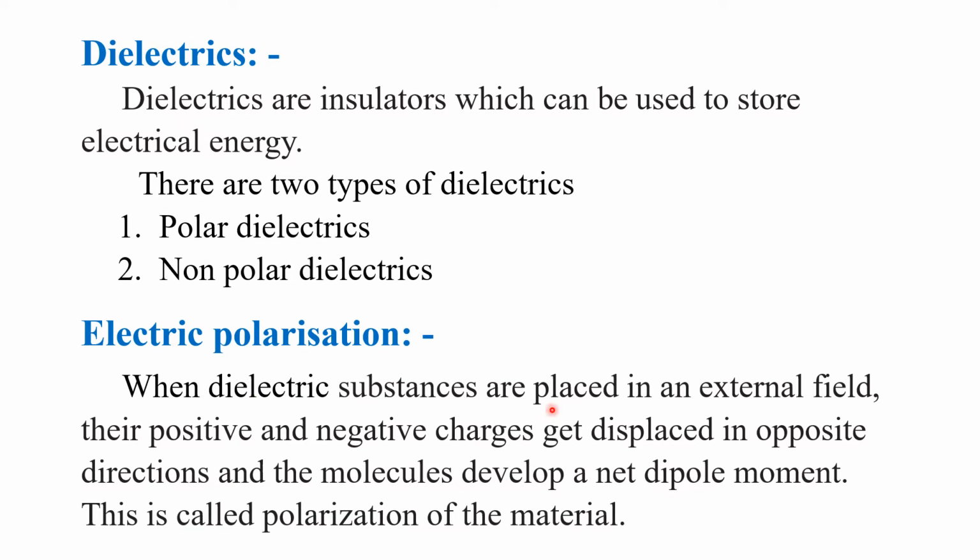So what is electric polarization? When dielectric substances are placed in an external electric field, their positive and negative charges get displaced in opposite directions and the molecule develops a net dipole moment. This is called polarization. We will see polar molecules or polar dielectrics.